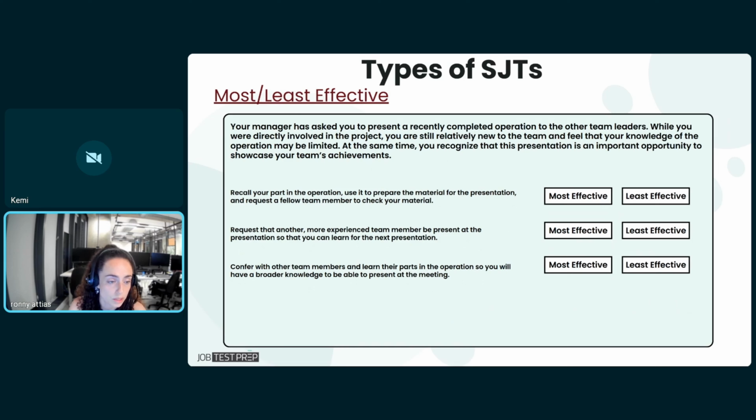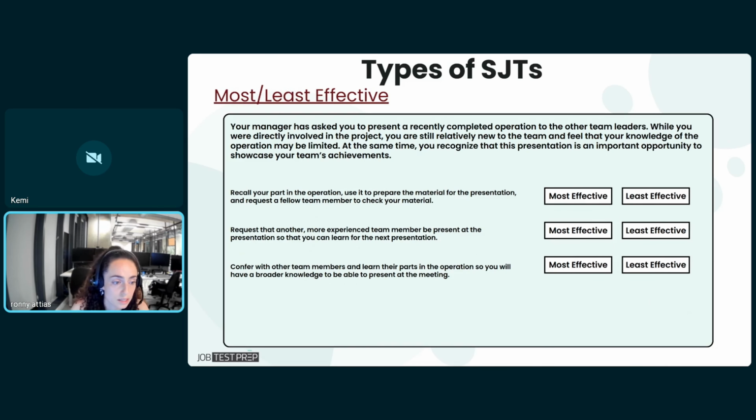So option 1: recall your part in the operation, use it to prepare the materials for the presentation, and request a fellow team member to check your materials. Okay, that doesn't really say too much about me this way or that way.